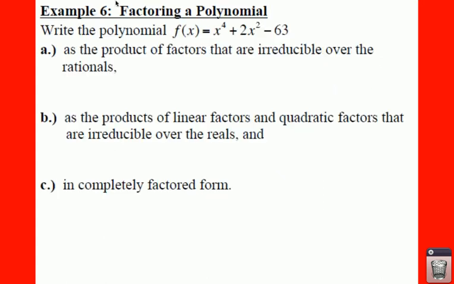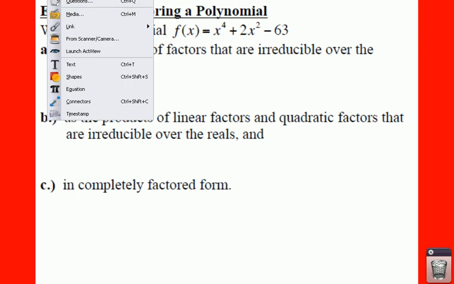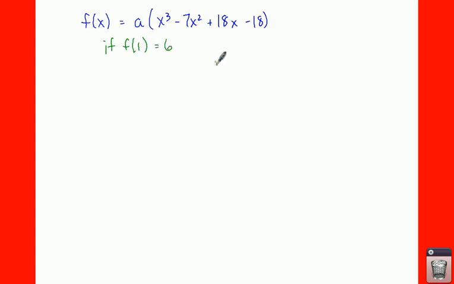Let's go to the next page. So if we have f of x equals a times parentheses x to the third minus 7x squared plus 18x minus 18, if f of 1 equals 6, we need to plug in 1 for all your x's, and for f of x, we're going to plug a 6 in there.